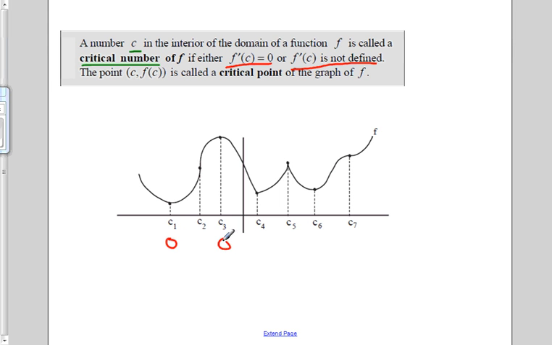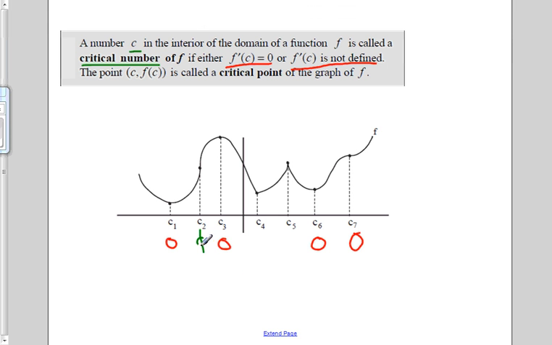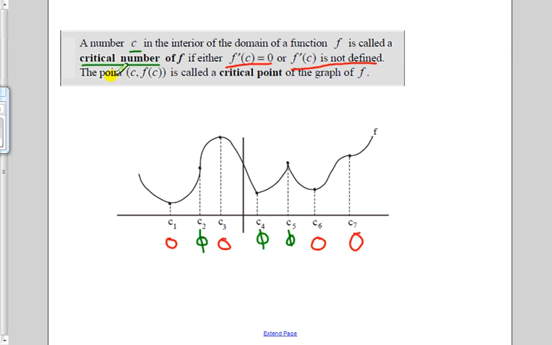So here, derivative 0, derivative 0, derivative 0, derivative 0, and at the other points, it's undefined. It's undefined here because it's a vertical slope temporarily. Its derivative's undefined here because it's a cusp, and it's undefined here because it's a cusp. But even though we've got zeros in red, undefined in green, all of those are considered critical numbers. And a critical point is just the point at which that critical number occurs. So it's when x is c and the y value is f of c.